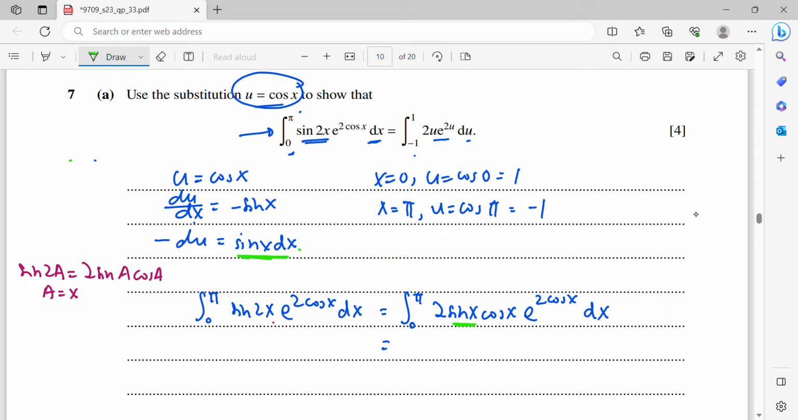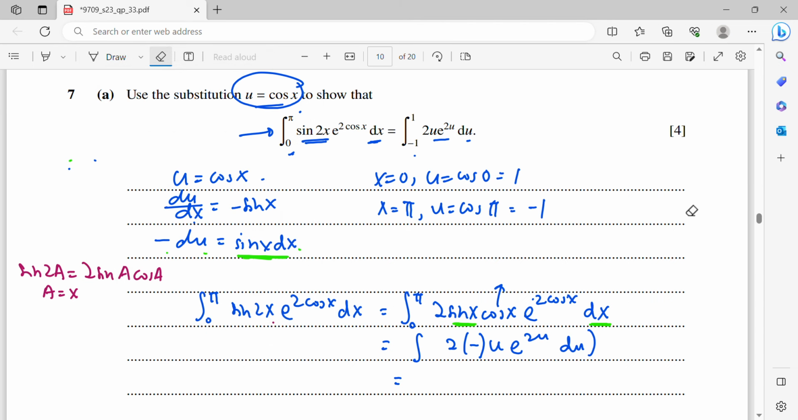So this sine x will combine with the dx, and I will change it to negative du. Okay, and then you still have the cos here. This cos x is basically the u, in the exponential 2u. So now from here, one more thing: when we change to u, make sure the limits are changed as well.